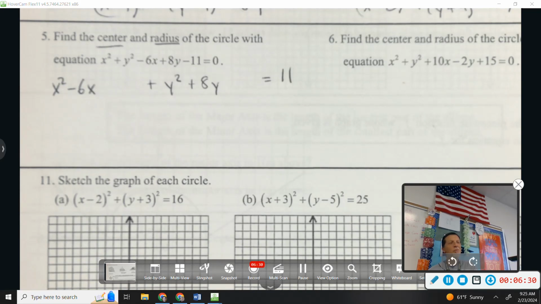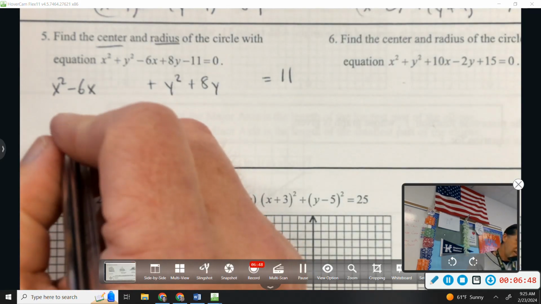Not soap. Soap is for factoring perfect cubes. Does anybody know what we're going to do to make this work? Well, you just make them perfect squares. So you do like x minus 3 squared and y plus 4 squared.